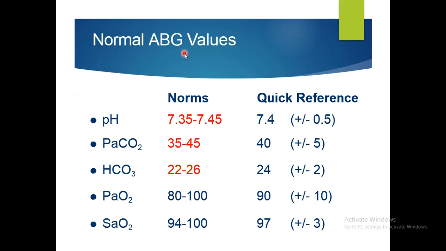So we must know the normal ABG values, so that it is easy for us to interpret the abnormal ABG values. In case of ABG values, normal pH should be 7.35 to 7.45, and for quick reference, 7.4. Carbon dioxide concentration 35 to 45, or 40. Bicarbonate 22 to 26, or 24. Partial pressure of oxygen 80 to 100, or 90. And oxygen saturation should be 94 to 100, or the median of 97.